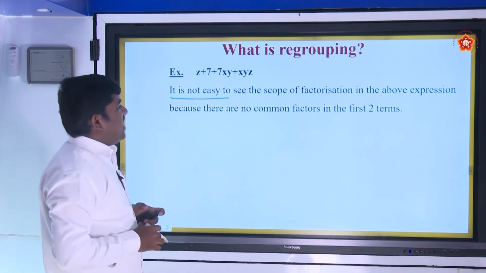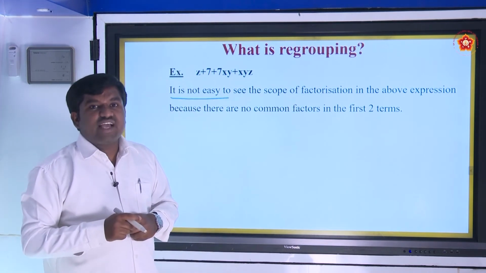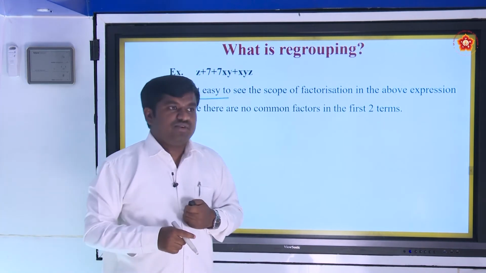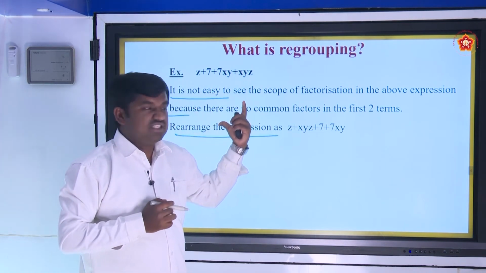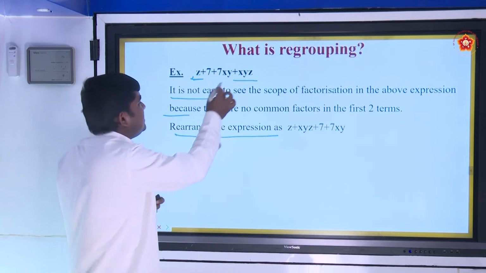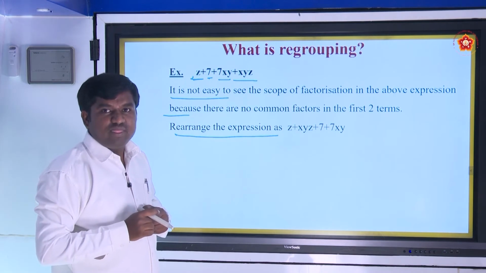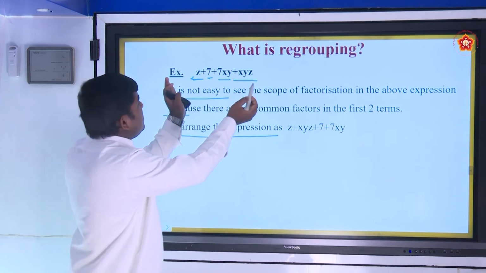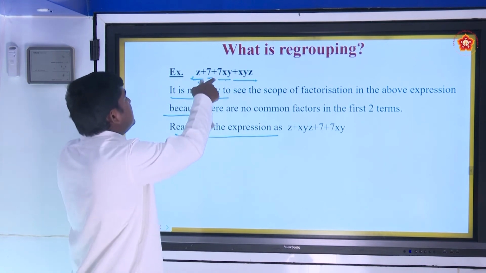It is not easy to see the scope of factorization in the above expression because there are no common factors in the first two terms. Rearrange the expression. See, how can we rearrange? Observe this. It has z, and x into y into z. Here it is 7, here 7 into x into y. Here z is there, here x into y into z is there. In these two we have common factor z. In these two we have common factor 7.